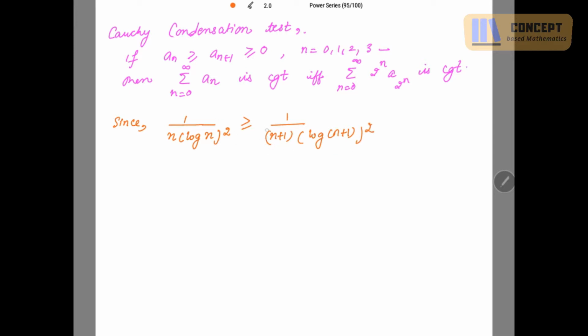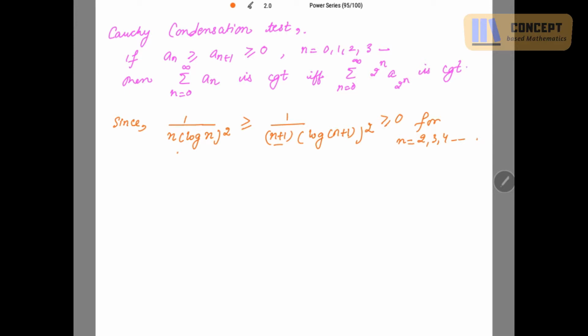Why? Because the denominator is more than n. This n plus 1 is more than n. So denominator is more here. So this fraction is lesser. So this is greater than or equal to 0. Why greater than 0? Because this is also positive and this is also positive, since it's a square. So the whole thing is positive. So this is greater than or equal to 0 for n starting from 2.